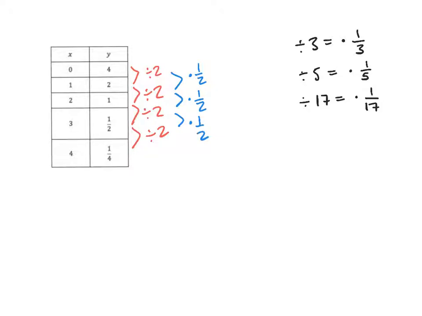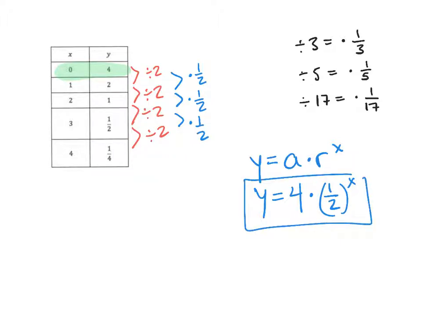So let's go back and look at our explicit equation. y equals a times r to the x. What is our start value? We're so lucky that we actually get to see our start value this time. Here it is right here. When the x value is 0, step 0, that's our start value. So y equals 4 is our start value. Then our rate of change is 1/2, so times 1/2 raised to the x power. That is your explicit function right there.